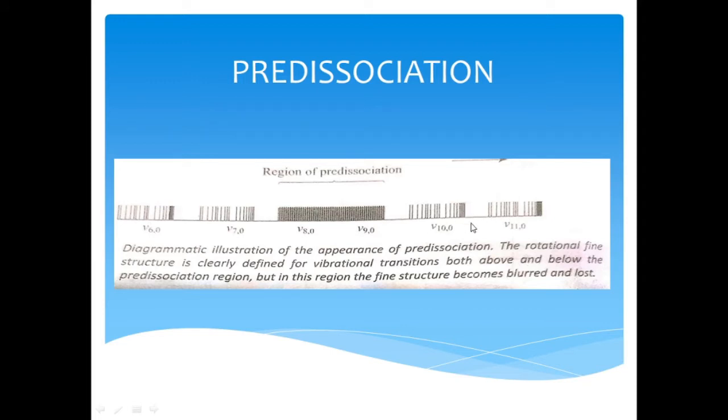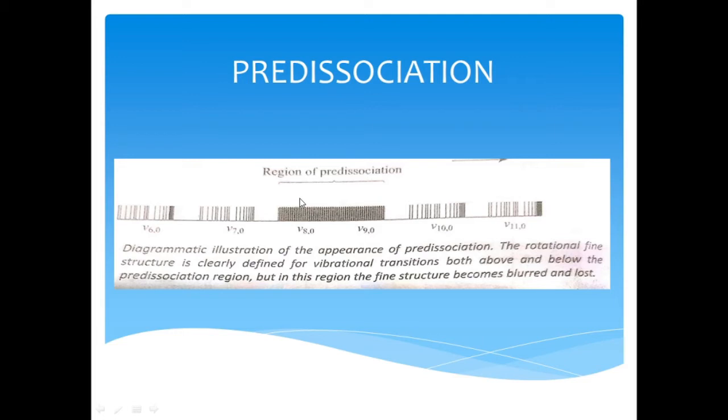In this spectrum you can clearly see the rotational fine structure. These are the rotational fine structure. This is the vibrational coarse structure. Here this region is marked as the region of predissociation. That means here the rotational fine structure is not clear.